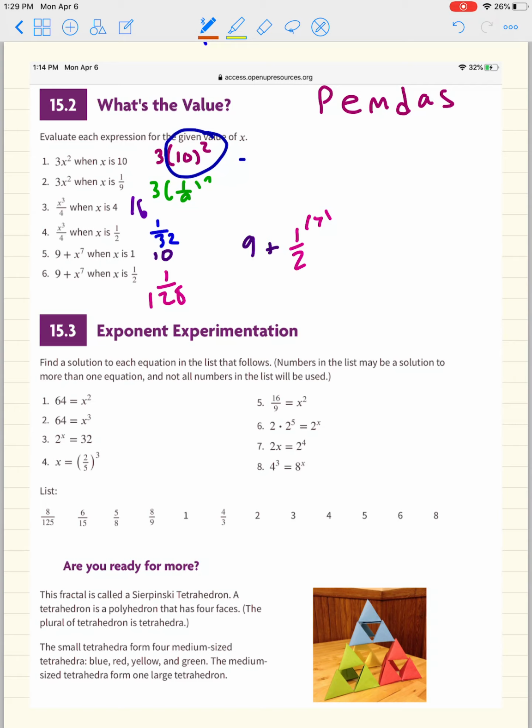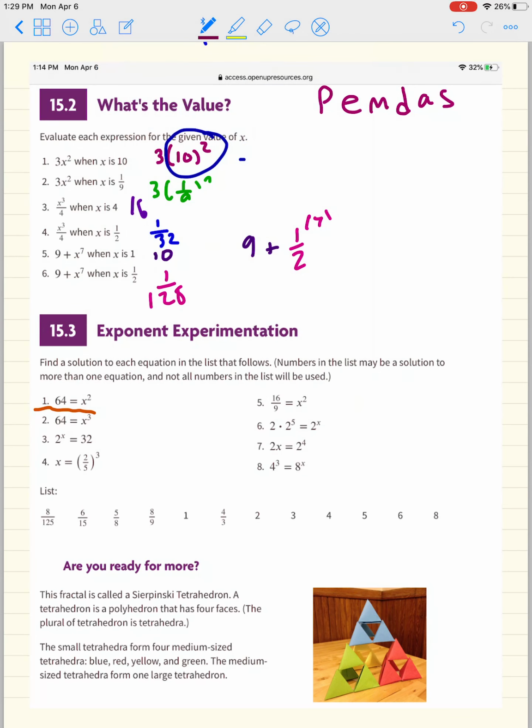When it says find a solution, it means we're trying to figure out what x is to make the equation true. So we have all of these possibilities on the bottom, and we need to plug them in to see if it's true. So for example, number 1, 64 equals x squared. So I don't see any fractions in this, so I'm going to just start by guessing a solid number. So let's start by plugging in a 3. 3 squared, or 3 times 3, is equal to 9, not 64. So that one doesn't work, and I think I'm going to have to try a lot bigger.